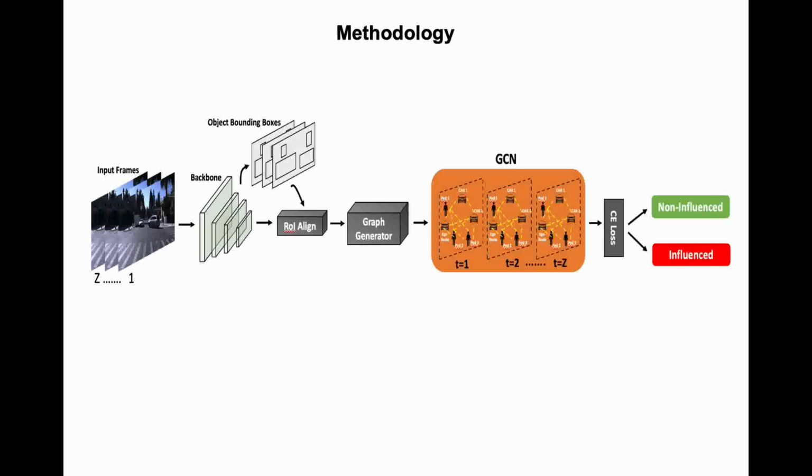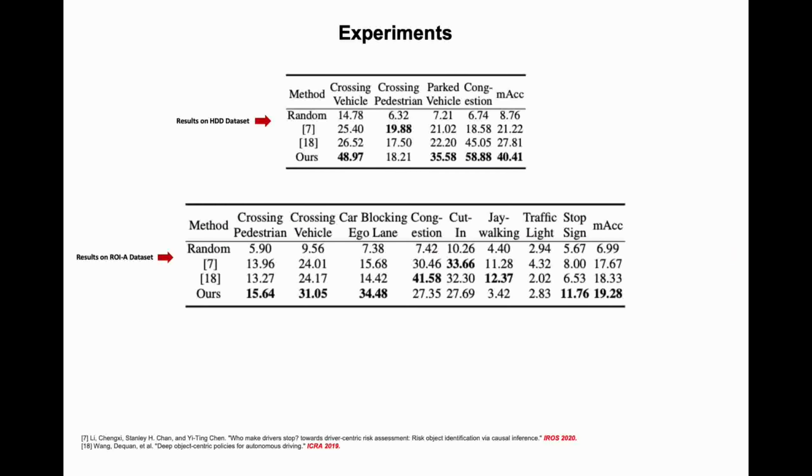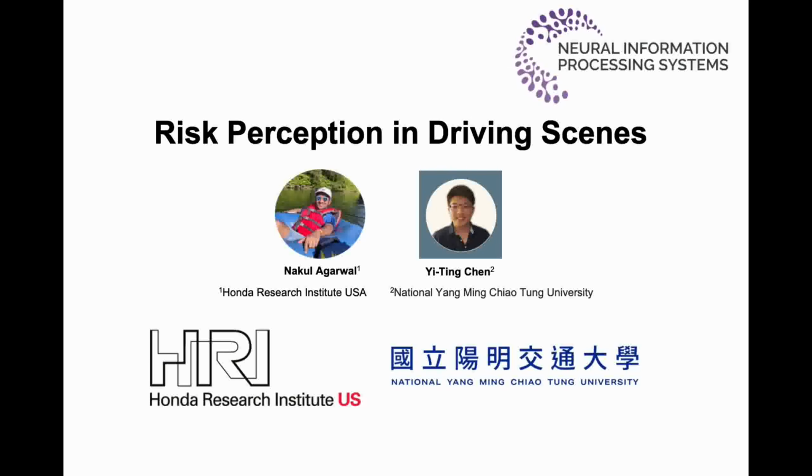We provide a weakly supervised framework which takes as input a sequence of frames and converts the different agents in the scene to nodes in a graph convolutional network. These nodes are then iteratively removed using a partial convolutional network, and the risk object is identified based on the driver's response to the removed node. Our framework performs favorably against state-of-the-art methods on two driving scene datasets, the HDD dataset and our proposed ROI dataset. For more details, please visit our poster.